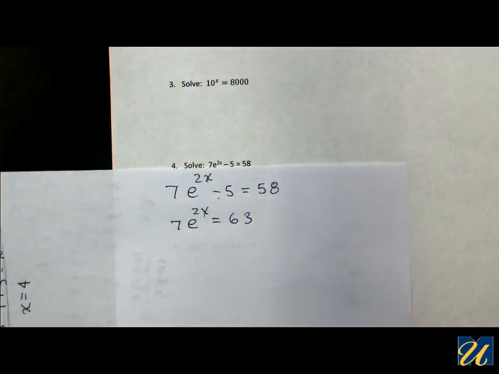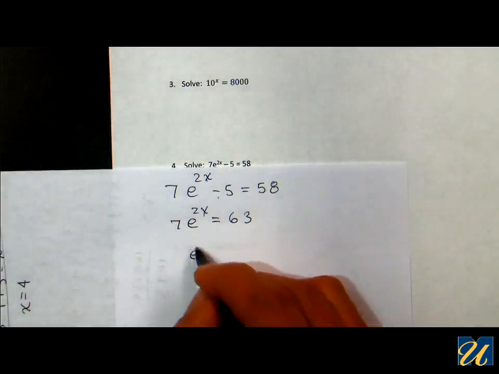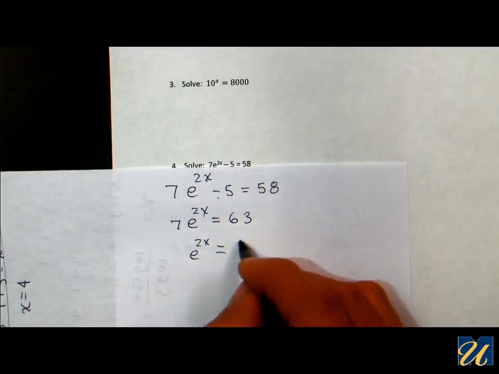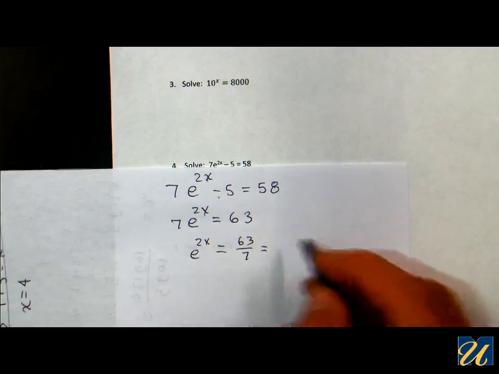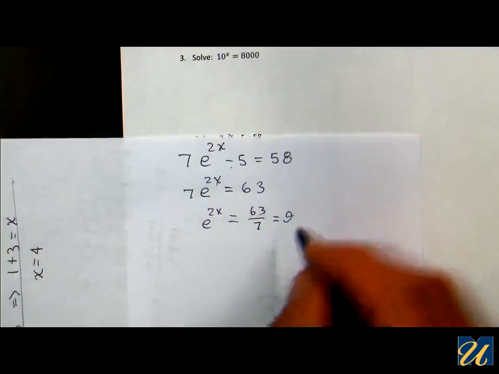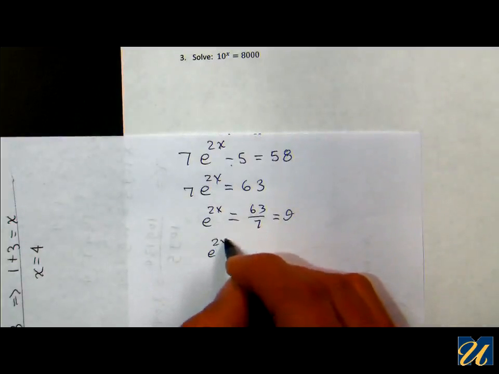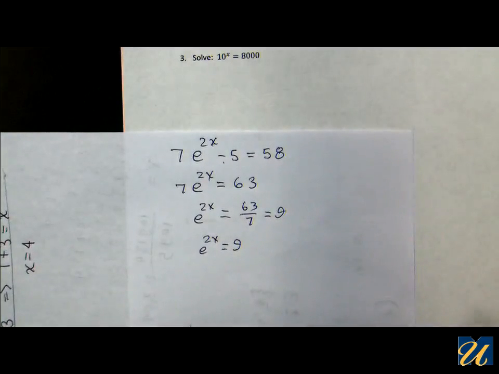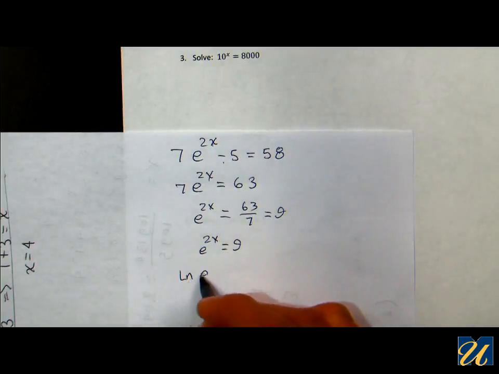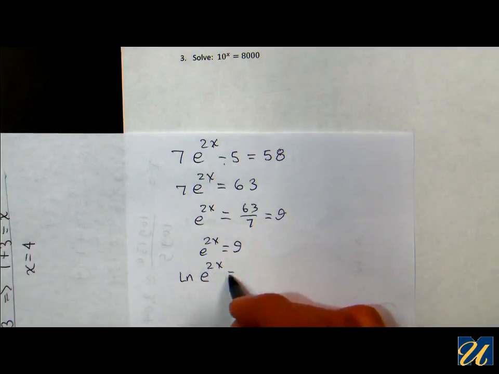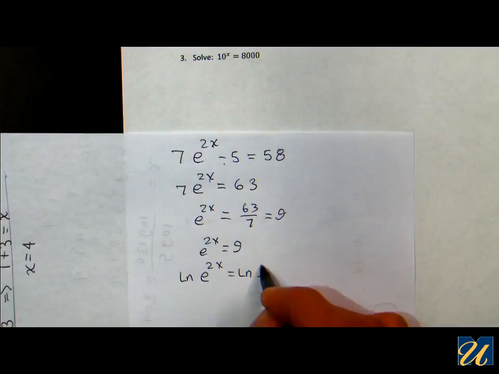And then divide both sides by 7, so e to the 2x equals 63 over 7, which turns out to be 9. Okay, so then e to the 2x is equal to 9. Having come that far, we've isolated the exponential. That is the key. Now take the logarithm. I would choose the natural log since we have a base e here. So we'll take the natural log of both sides.